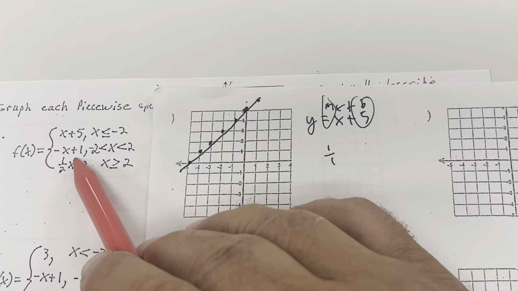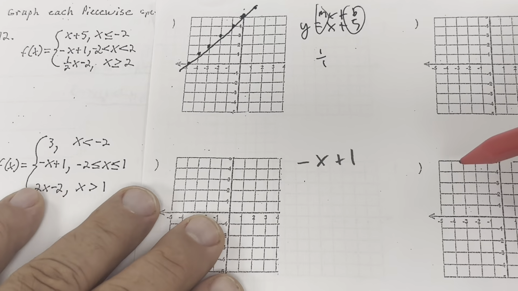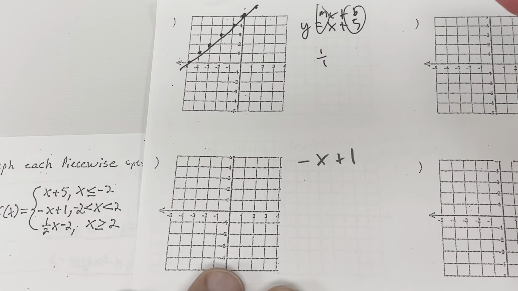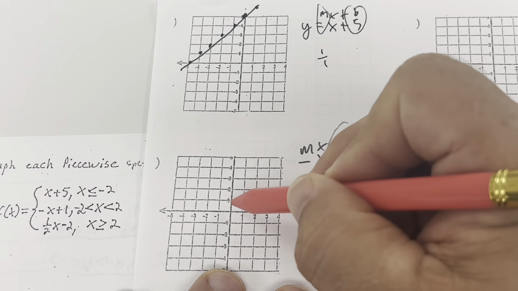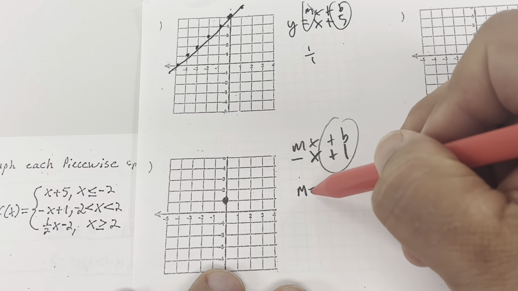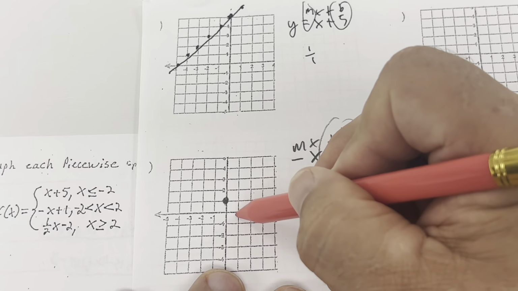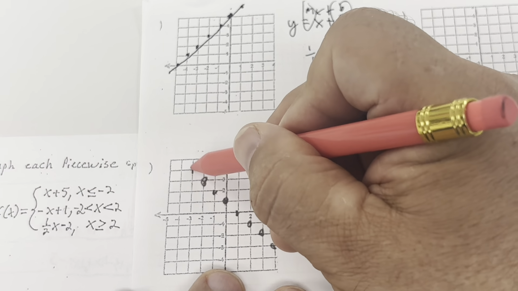So now I'm going to graph negative x plus 1 down here. That's this graph, negative x plus 1. mx plus b, I begin at 1 on the y-axis. My slope is down 1 over 1. Down 1 over 1, down 1 over 1. Go in the other direction.